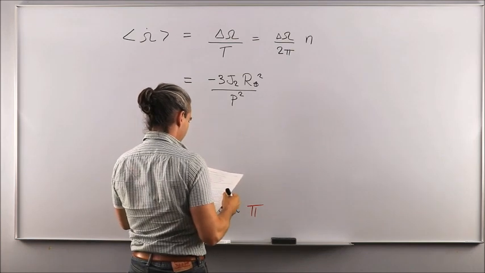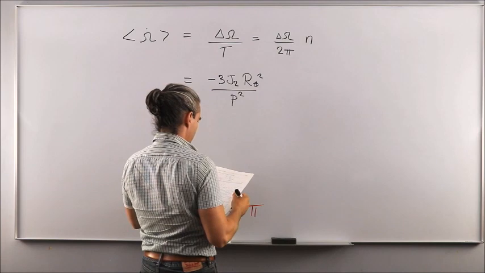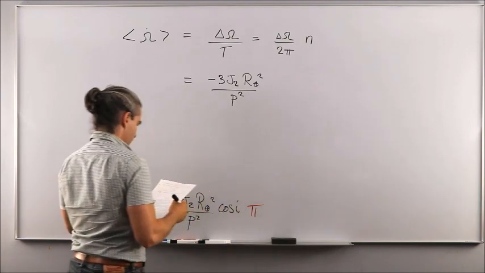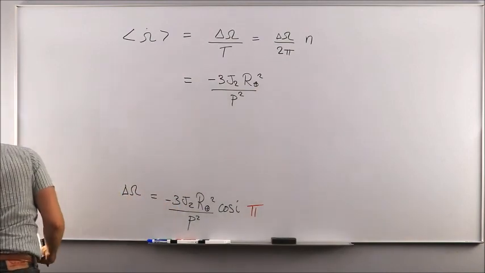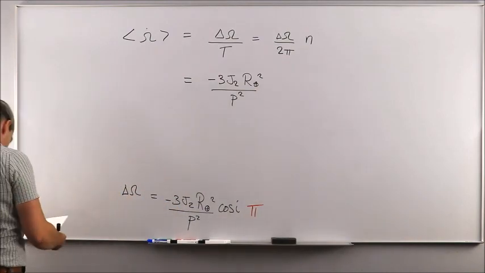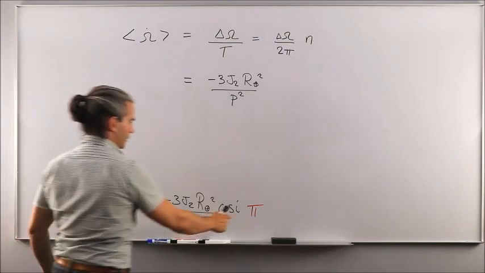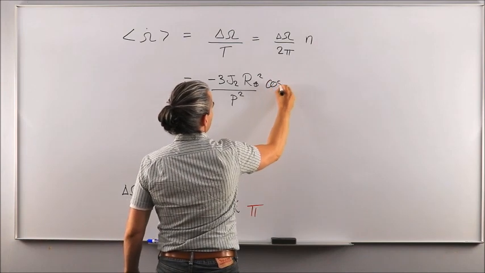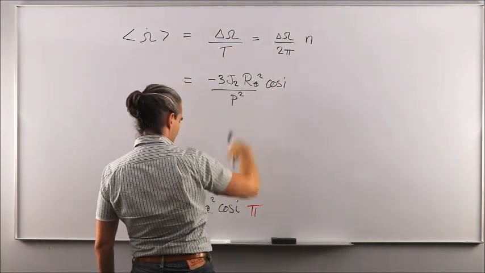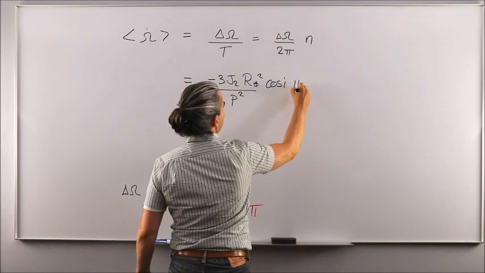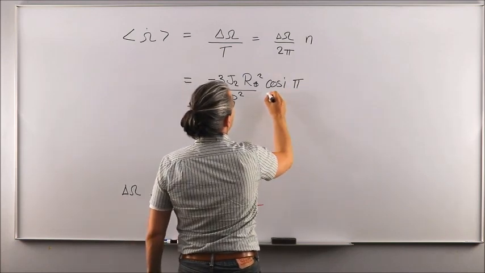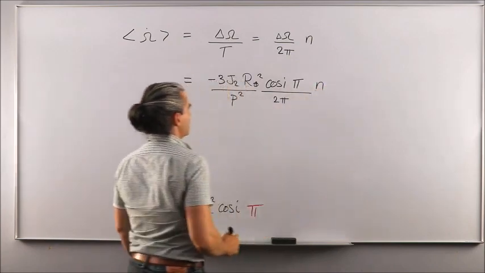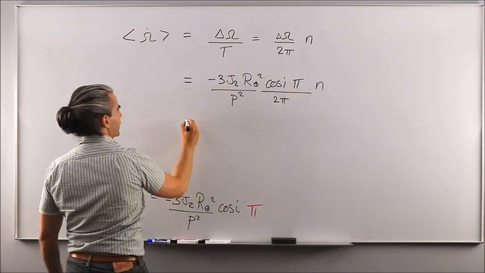Where did the pi term go? Did I have a pi in there? Oh boy. Oh yeah, this in red. Okay, sorry about that. Because I thought it was done, but I wasn't done. Cos i times pi, divided by 2 pi times n. So the pi terms cancel out.